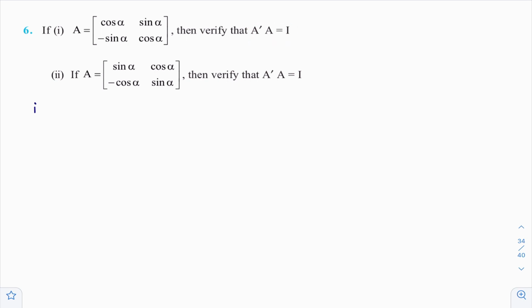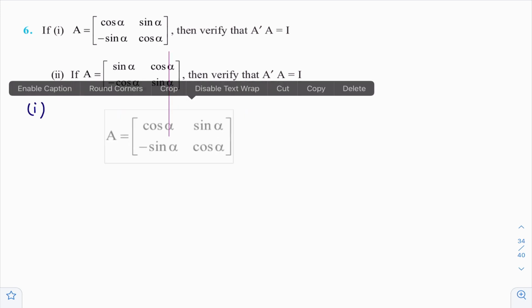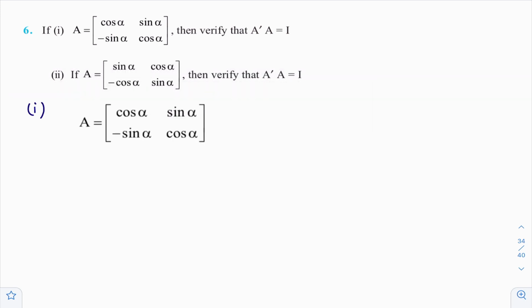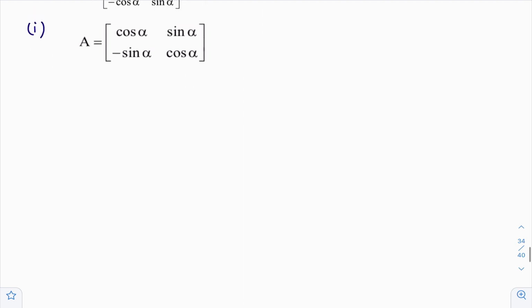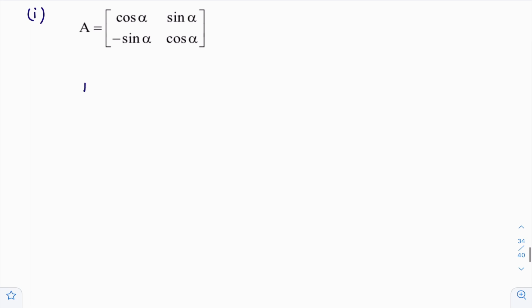Okay, we'll do the first bit in this. First, I'll write the given matrix A. This is the given matrix A, right? What I need to verify is that A transpose into A equal to I. I'll write directly A transpose into A. First, I'll write A transpose. How to write A transpose here? This is the first row, so you write it as a first column.